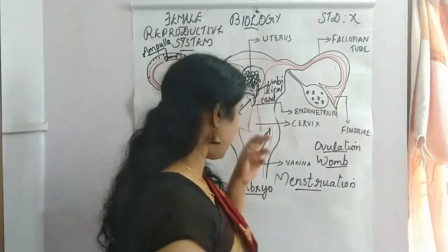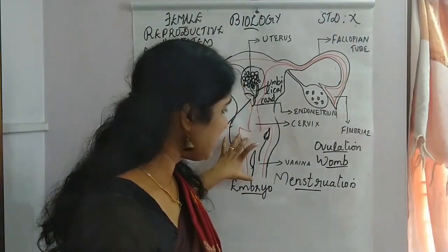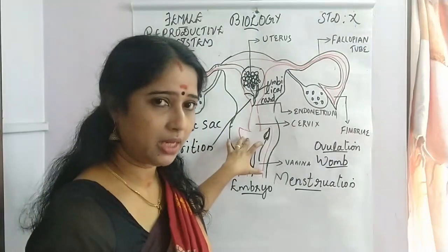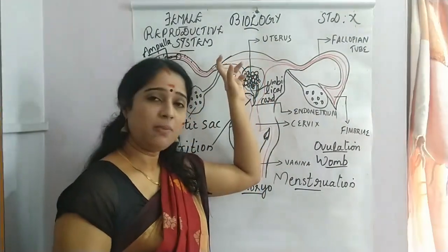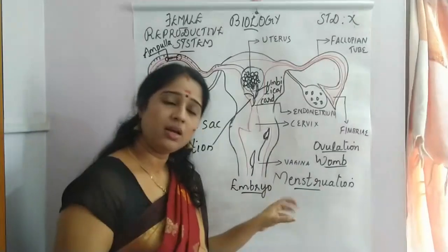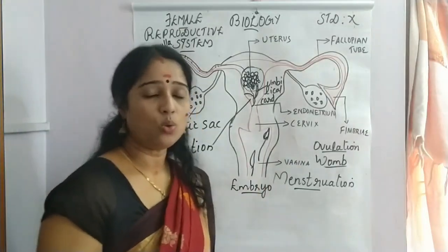The vagina plays an important role. Through the vagina, the baby comes out. Through the vagina, the sperms reach the female body. Through the vagina, the menstrual bleeding also occurs.